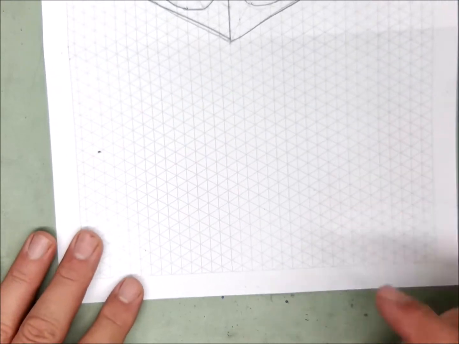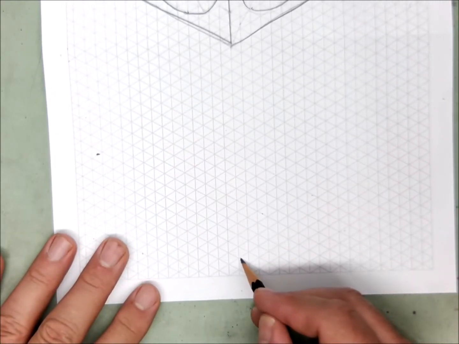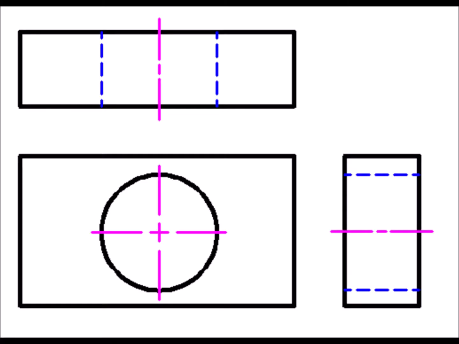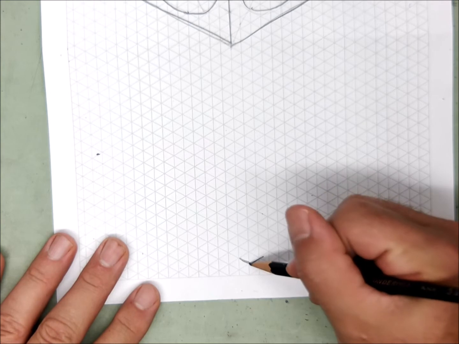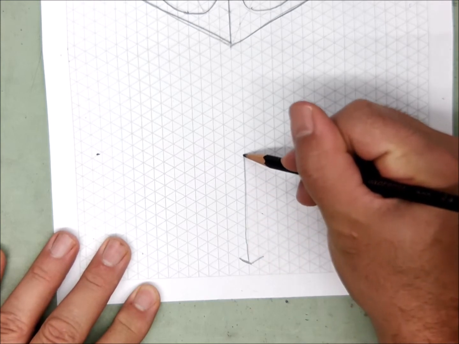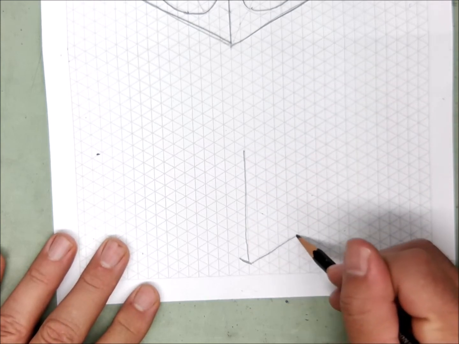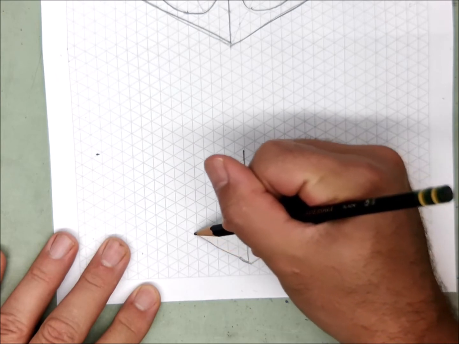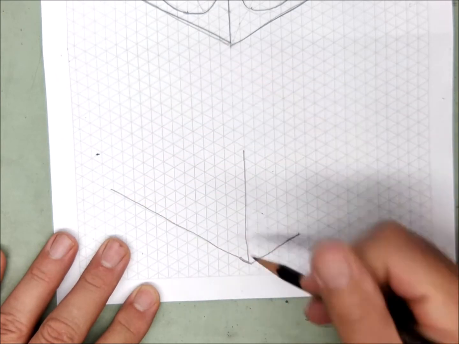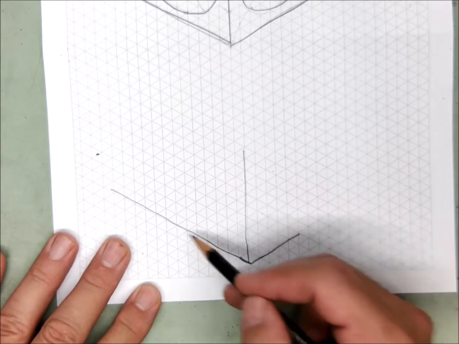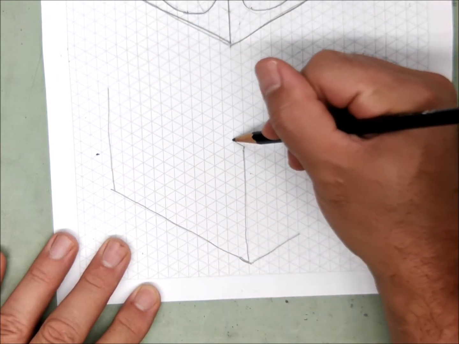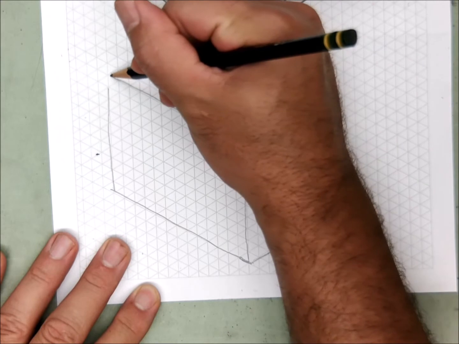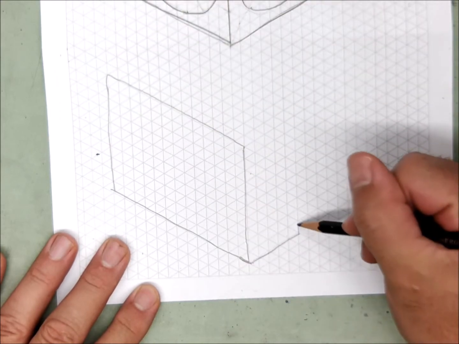So let's apply this to a part. Here's the part. Okay, to make that part, we've got to make a block. So let's make a block. And we'll give it depth and height and width. And then we'll change that into surfaces.